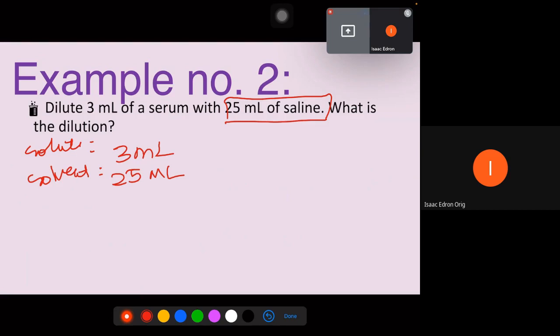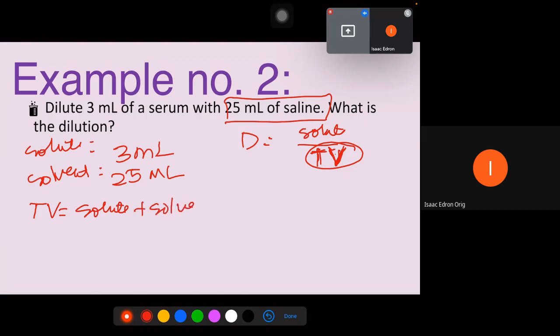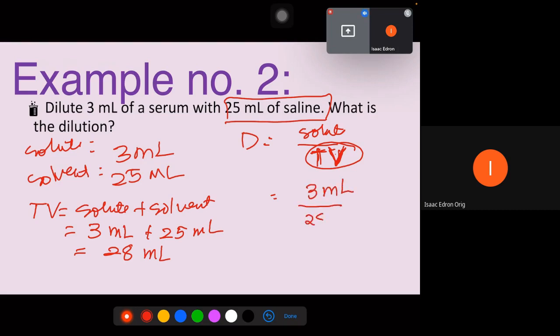Okay, diba? Tama. So, ang dilution is solute over total volume. So, need pa natin kunin ang total volume. So, total volume equals solute plus solvent, diba? Or diluent. So, 3 ml plus 25 ml equals 28 ml. Okay? 28 ml. So, ang dilution natin is 3 ml solute over 28 ml solution, total volume.